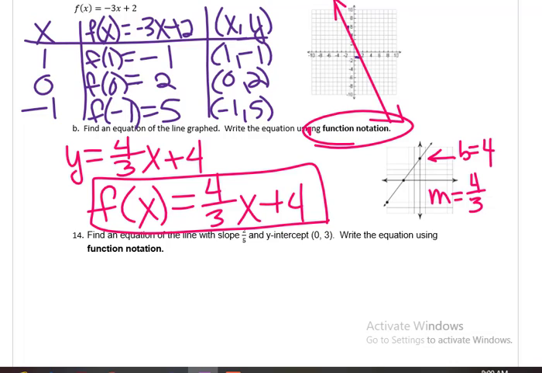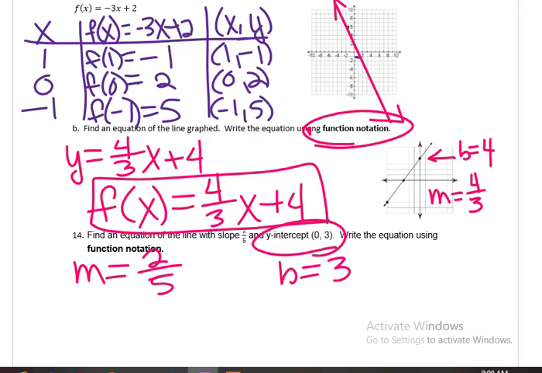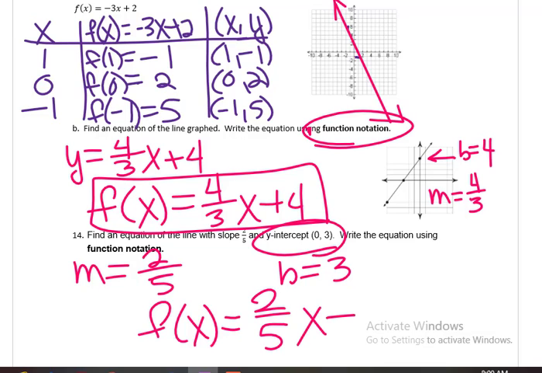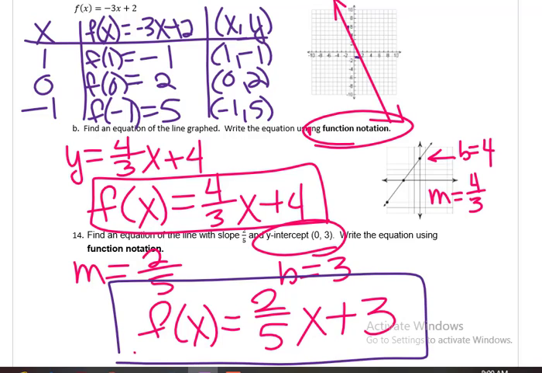And 14, find an equation of the line with slope of 2/5 and y-intercept of 0, 3. Write the equation using function notation. So my slope is equal to 2/5. Now my y-intercept is 0, 3. So b is equal to 3. So to write this in function notation, I would write this in slope-intercept form. So here's my slope, and here is my intercept. So f of x is equal to 2/5 x plus 3.